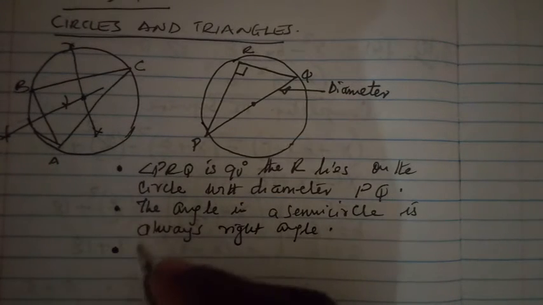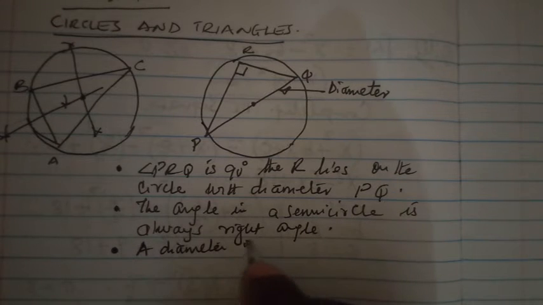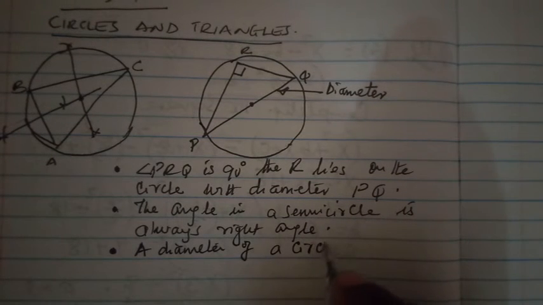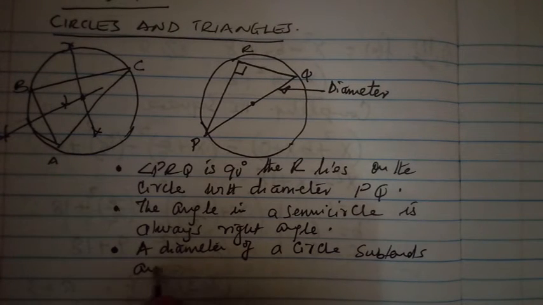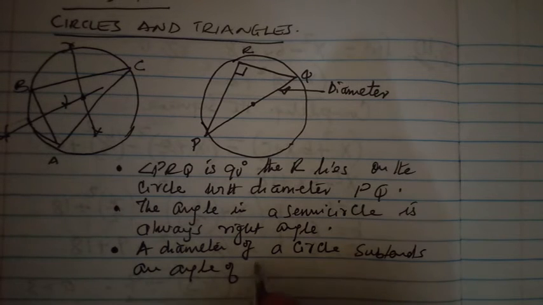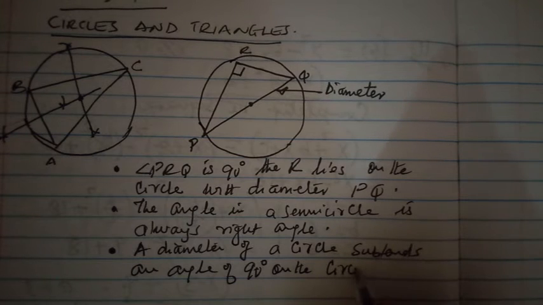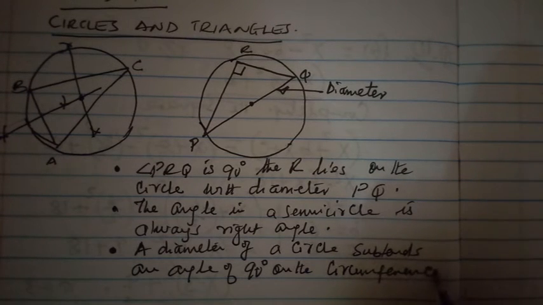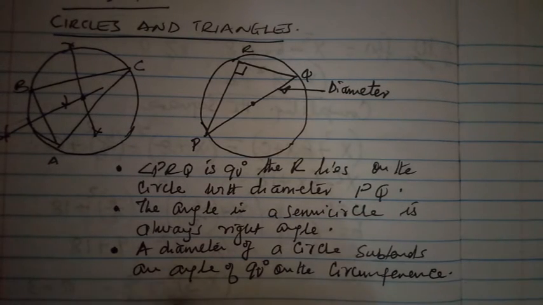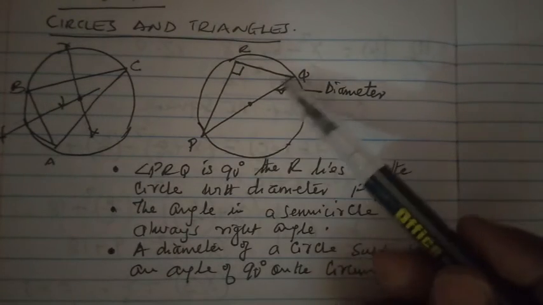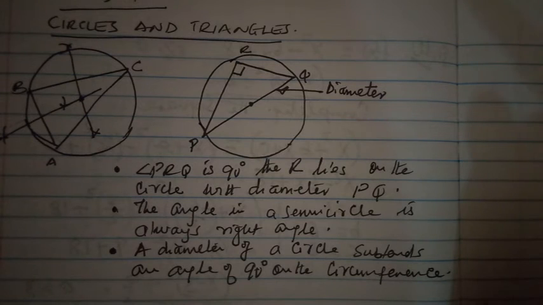There is also another way. You can also say, a diameter of a circle subtends an angle of 90 degrees on the circumference. All these statements mean the same. A diameter of a circle subtends an angle of 90 degrees. This diameter subtends an angle of 90 degrees on the circumference. All these three mean the same.